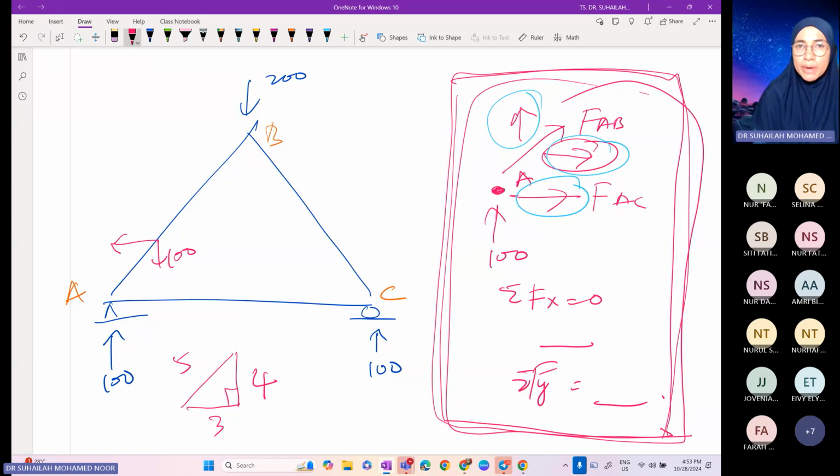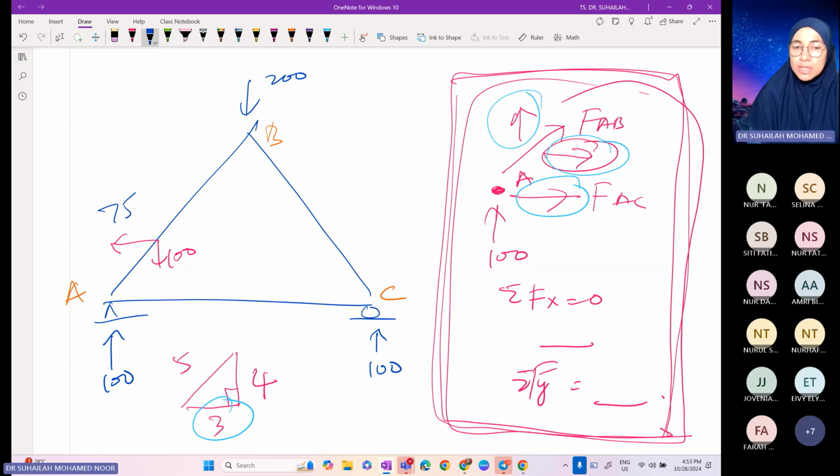Okay, we use trigonometry. Trigonometry kita tengok dia punya ni lah. Boleh pakai sudut tapi saya lagi suka pakai trigonometry. So guna trigonometry 3, 4, 5. So if 4 is equivalent to 100, 3 is equivalent to what? So yang ni kita pakai interpolation. Okay, berapa nilai x tu? It is 75.